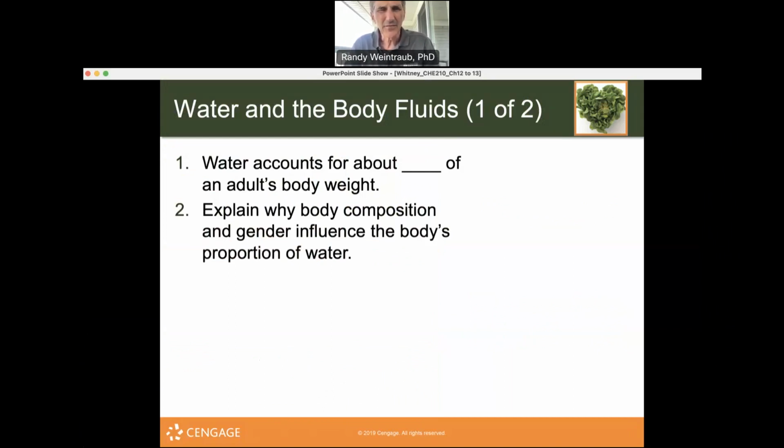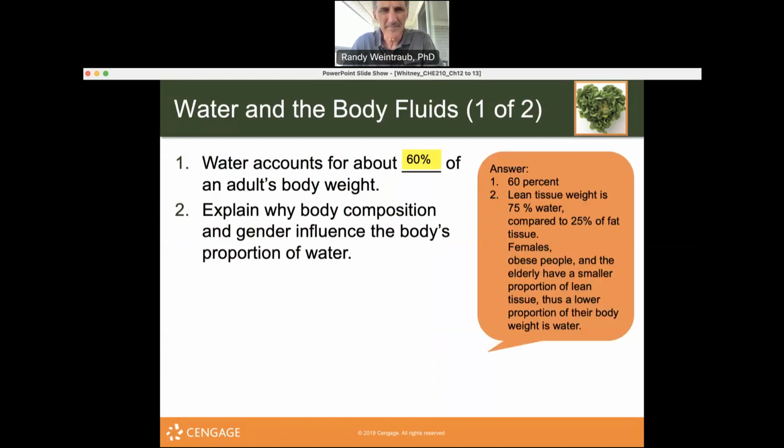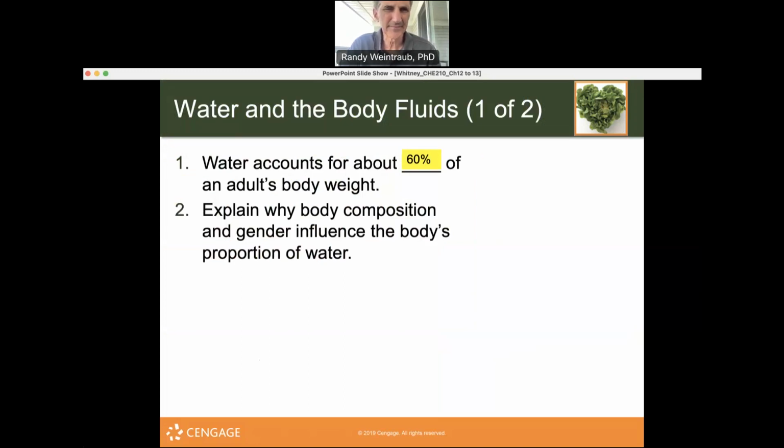So water accounts for, how much is that? About 60% of the adult's body. And that varies with regard to the proportion of lean to fat tissue one may have. You could see that lean weight is 75% water, compared to 25% in fat tissue.